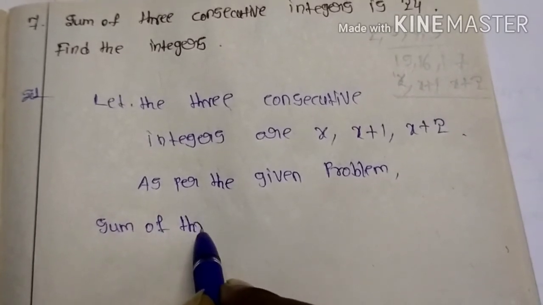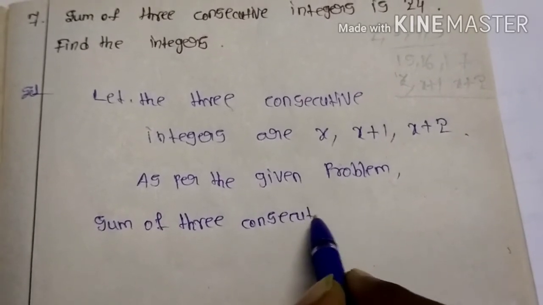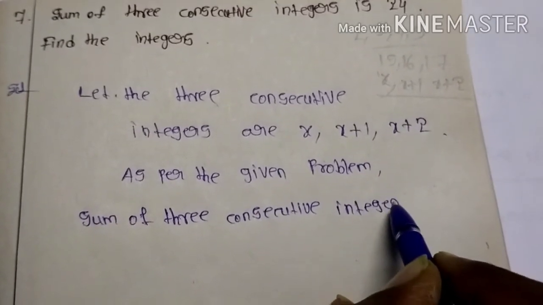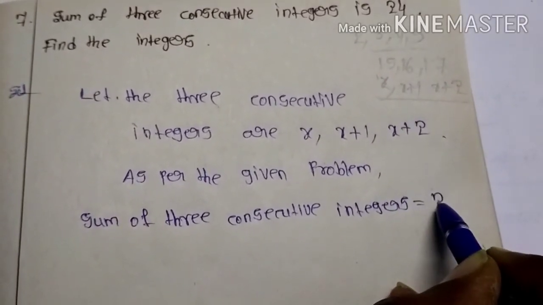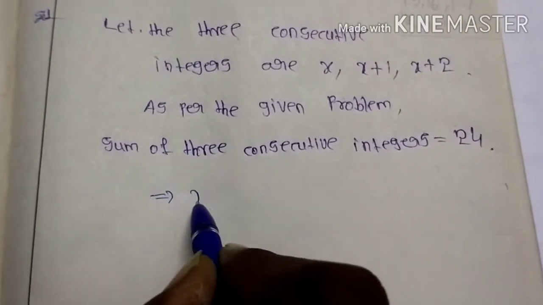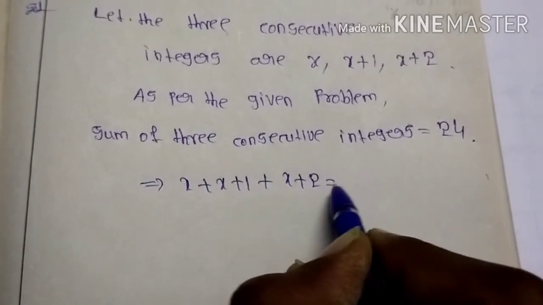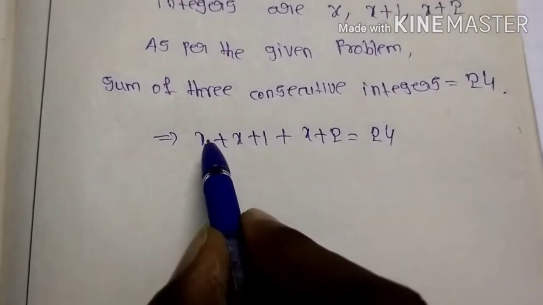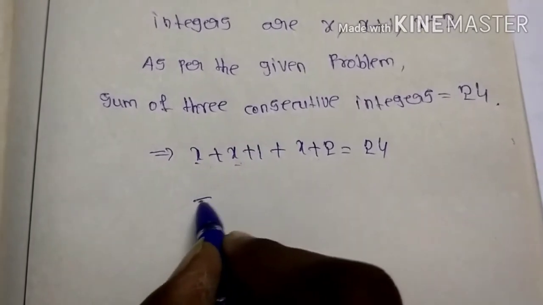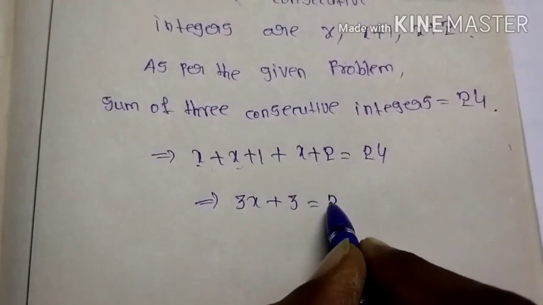That means you can write here sum of three consecutive integers is equals 24. Just you can add this here. x plus x plus 1 plus x plus 2 is equal to here 24. See here x, x, x. You will get here how much? 3x. 3x plus 1 plus 2 is how much? 3. 3x plus 3 is equal to 24.